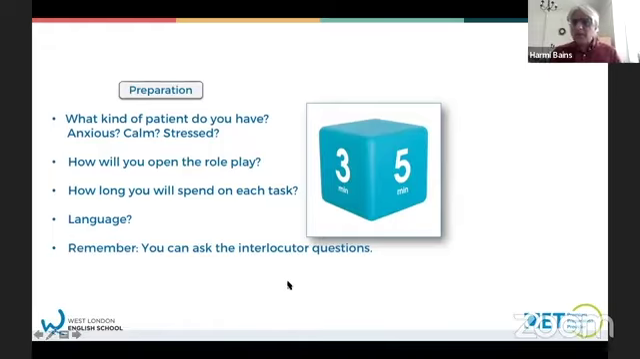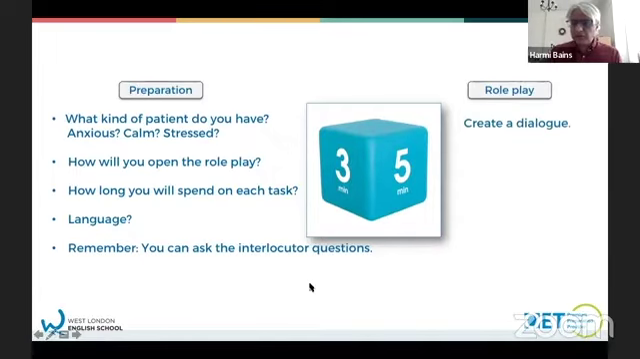And also importantly, you can ask the interlocutor any questions you like during those 3 minutes. If you don't know the meaning of a word, if you don't know the pronunciation of a word, you can ask the interlocutor. Once the role play starts, you can't ask questions. So put those 3 minutes to good use. Remember, you can highlight things on your cards, you can make notes, you can underline things.